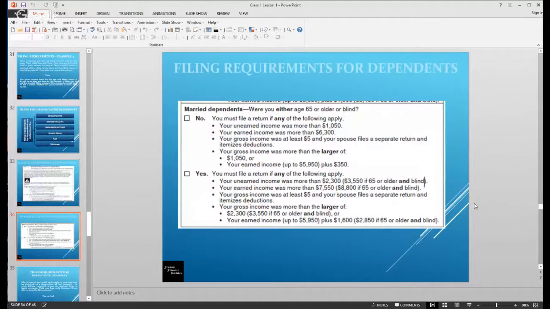Married dependents, if you are not 65 or blind, the numbers are the same, but your gross income needs to only be at least $5 and your spouse can file a separate return and itemize. In that instance, if your spouse is filing a separate return and itemizing, you would be required to file a return.